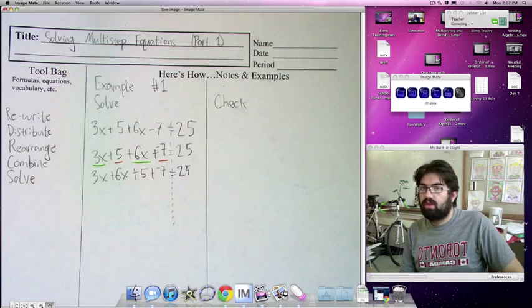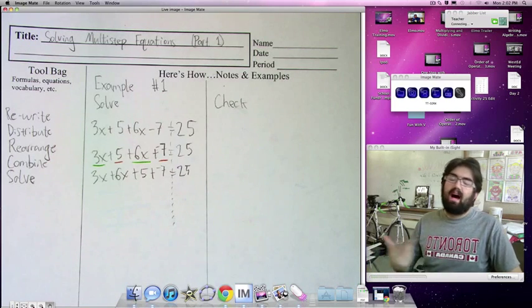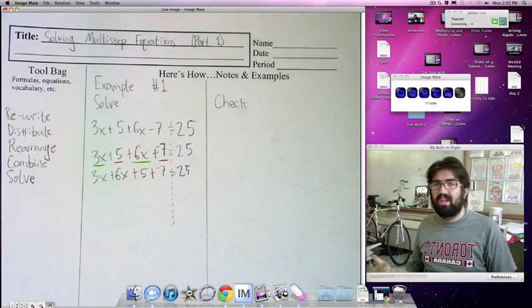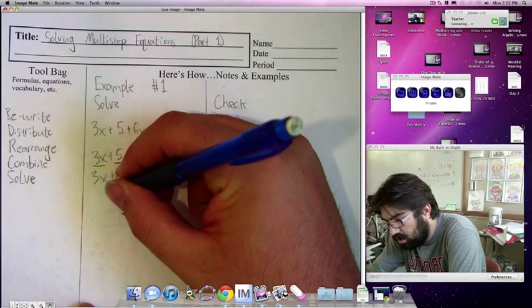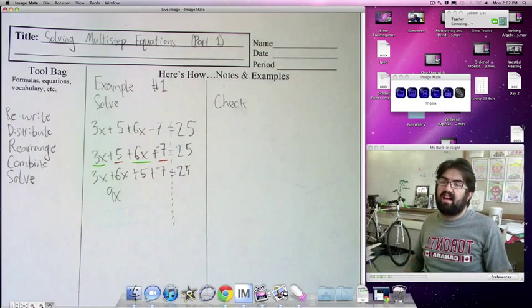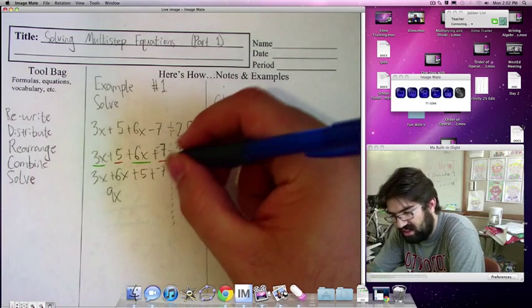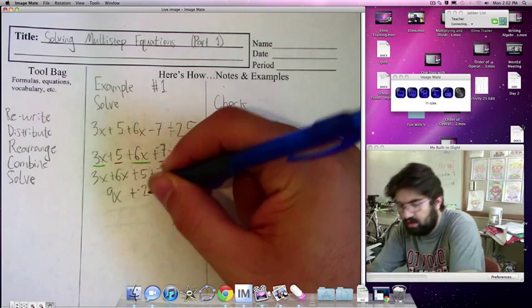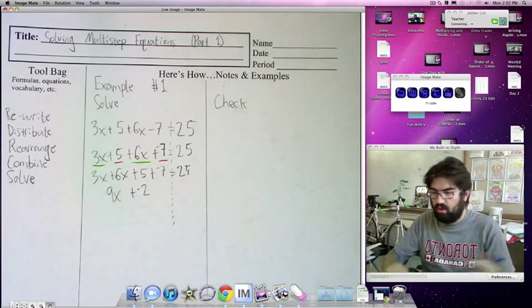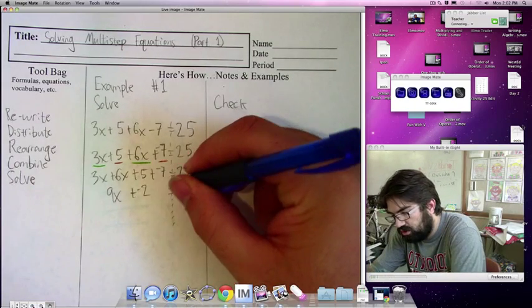All right, here we go. We're going to combine like terms. I'm not going to start factoring anymore. We should know 3x plus 6x is 9x. We should be at that point now where that's making 9x. 5 plus negative 7 is negative 2. More negatives. Negatives have more voting power. Equals 25.